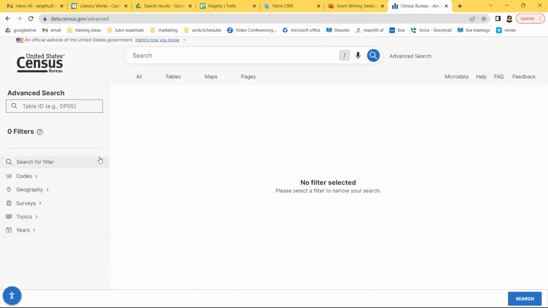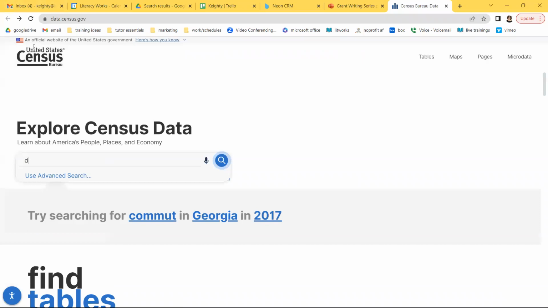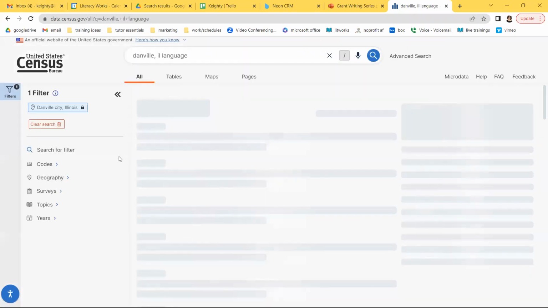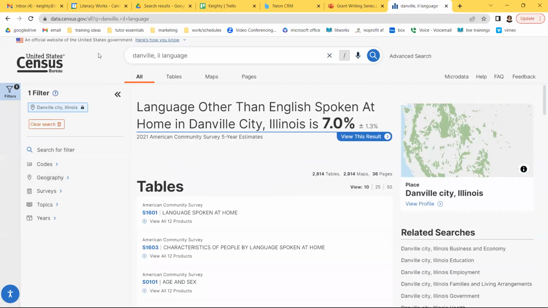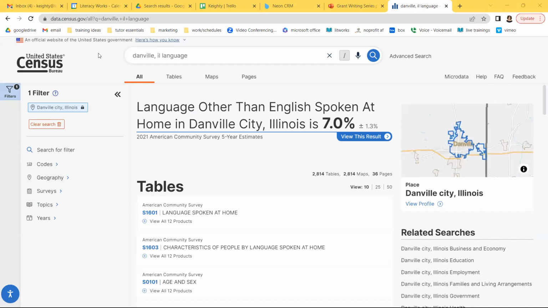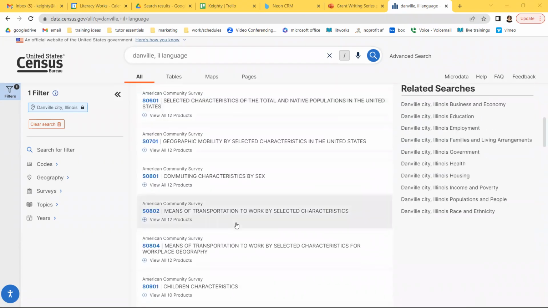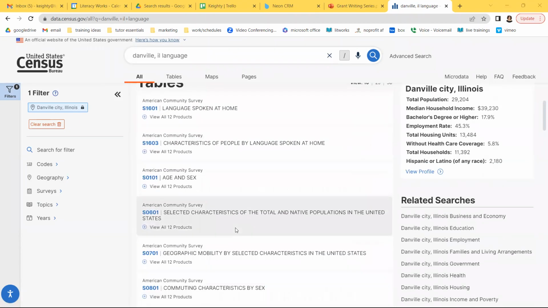Oops, did it do it? No. So if I type in Danville, Illinois language, this is what I get. I can see some information. I see some tables here. This is where I will be.